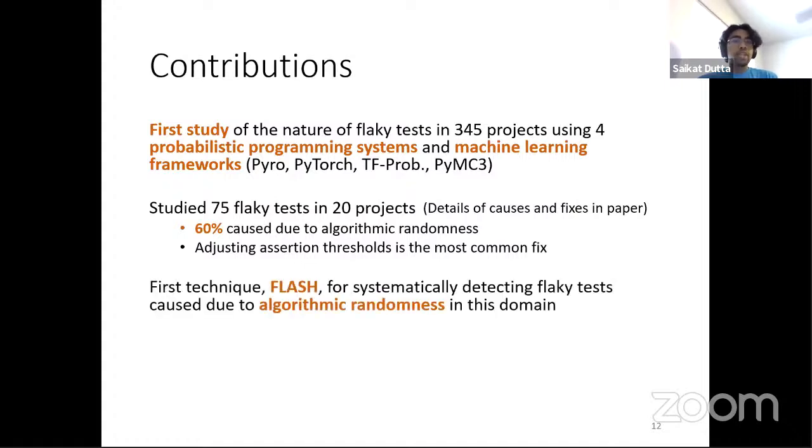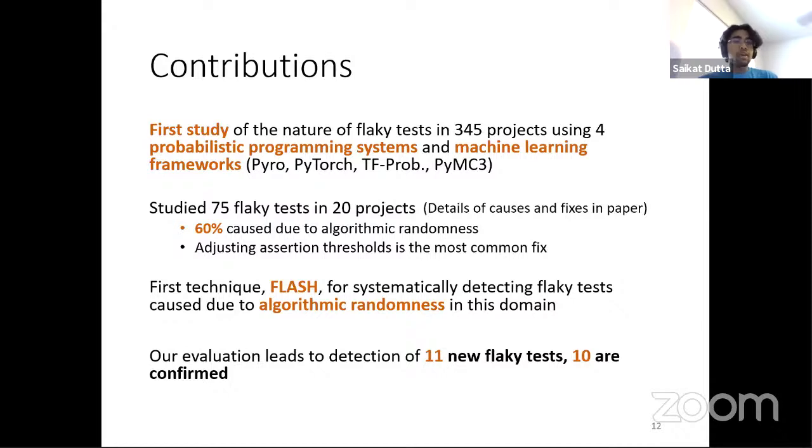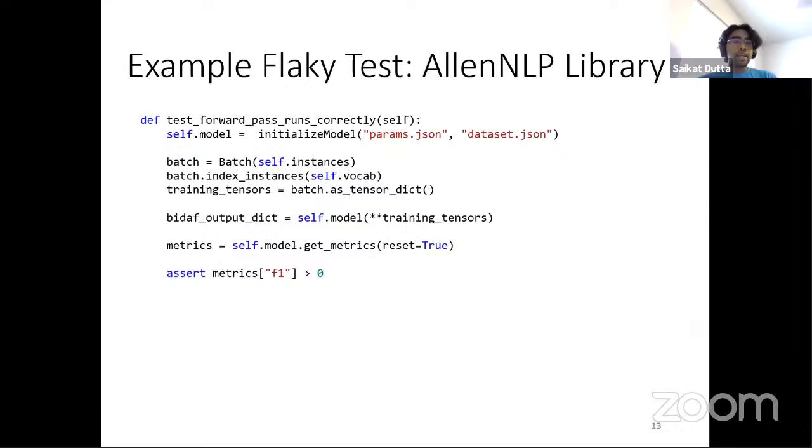Motivated by these insights, we developed Flash, which is the first technique for systematically detecting flaky tests caused by algorithmic randomness in this domain. In terms of results, using Flash, we found 11 new flaky tests, out of which 10 have been confirmed by developers as actual flaky tests. Let us now jump back into the example and see how this test works.